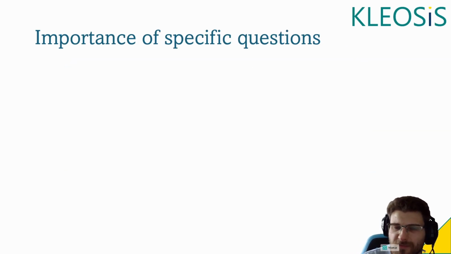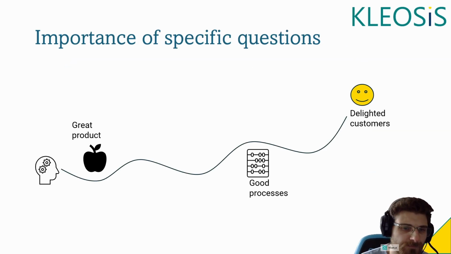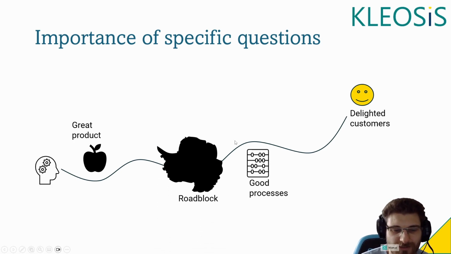So asking specific questions is really, really important. In business, we usually follow this idealized path. On the left-hand side, it's us in business: we're planning, we're creating value, we're doing awesome stuff. And we follow this path, and we want to get to the stage where we've got really delighted customers, right? We've got some supports, we've got a great product, we've got really good processes, but then sometimes there's a roadblock. Something is preventing us from getting our delighted customers.